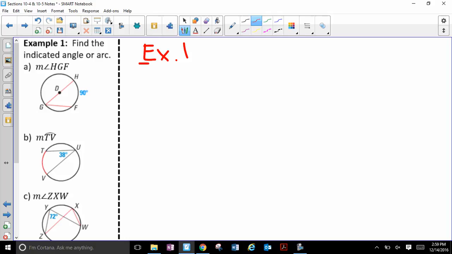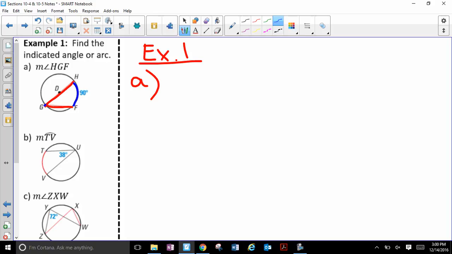Okay, so part A, we want to find the measure of angle HGF. So remember, you follow the letters. So HGF, where's the vertex? Well, the vertex of this angle is located on the circle. So it's an inscribed angle. So you figure out what its arc is. So its intercepted arc is this arc right here, which is 90 degrees.